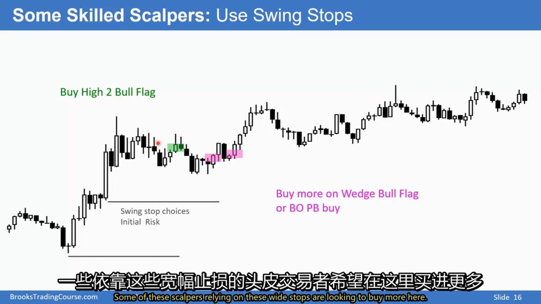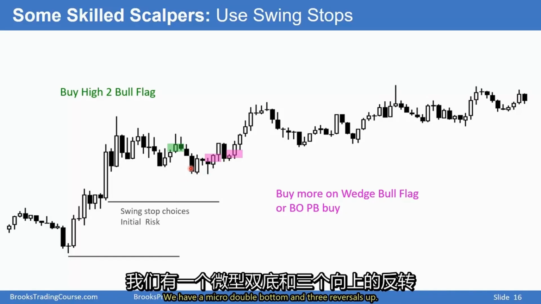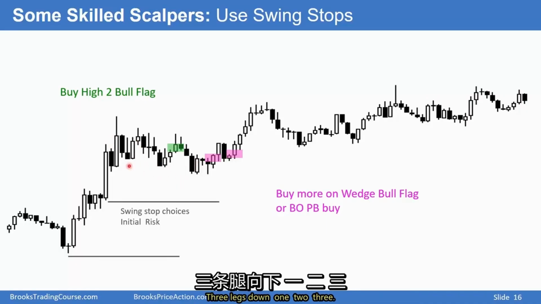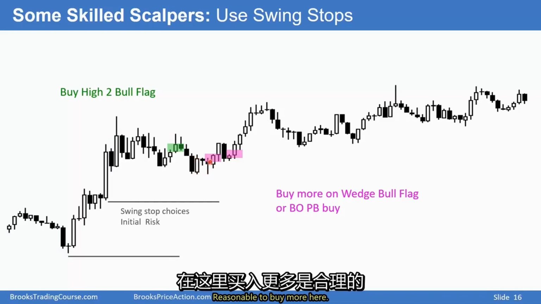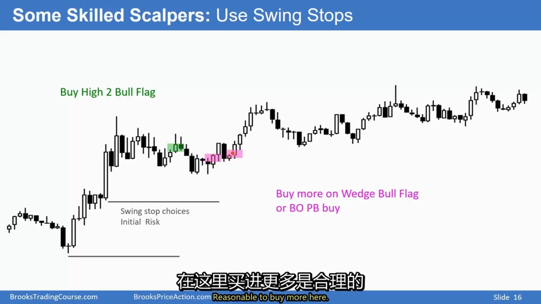Some of these scalpers, relying on these wide stops, are looking to buy more. Here, now we have a wedge, a micro double bottom, and 3 reversals up, 1, 2, 3, 3 legs down, 1, 2, 3. A decent buy bar here and a micro double bottom, reasonable to buy more here. We have a breakout and a pullback, reasonable to buy more here.